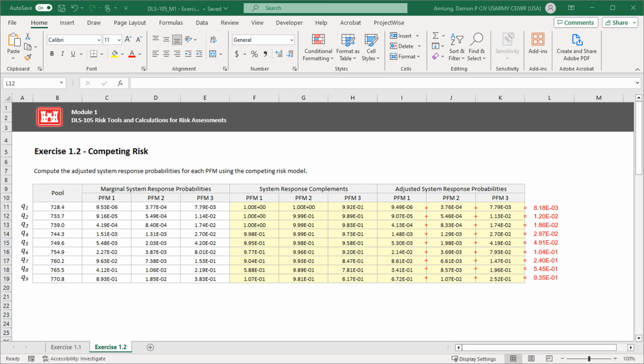When done correctly for a given hazard level, which is pool in this case, the sum of the adjusted system response probabilities will equal the same result you will get using De Morgan's rule, just like we saw for the common cause adjustment in exercise 1.1. While the resulting total probability will be the same, how that probability is distributed between the potential failure modes will be different.